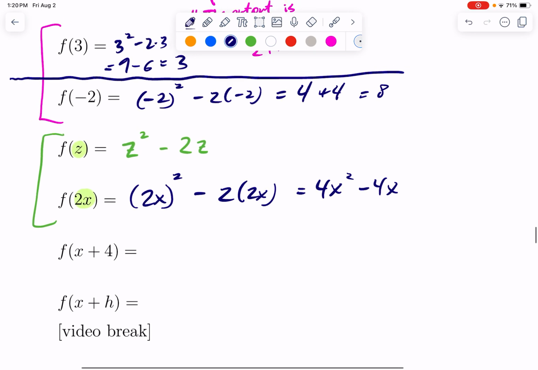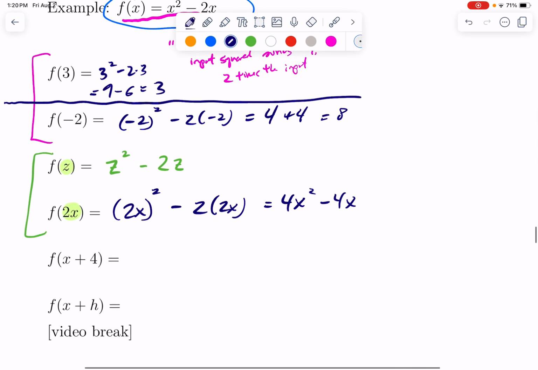Now try it for these last two. What would we get if the input is x plus 4? What would we get if the input is x plus h? Pause and give it a try. So the input here is this entire quantity x plus 4. And our rule is input squared minus 2 times input.